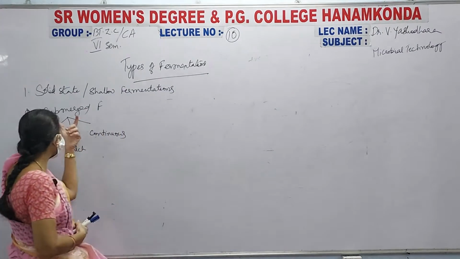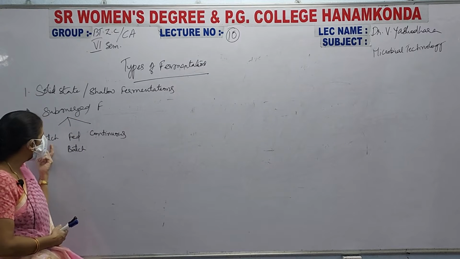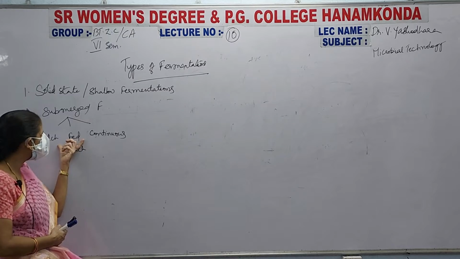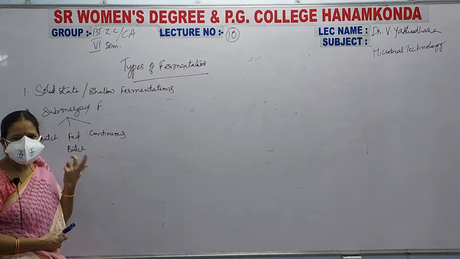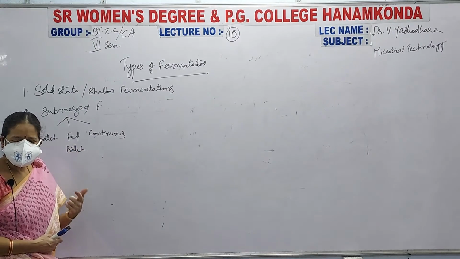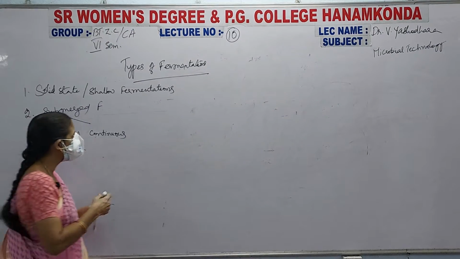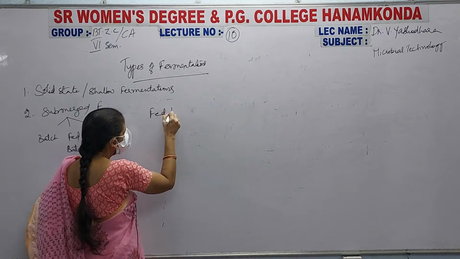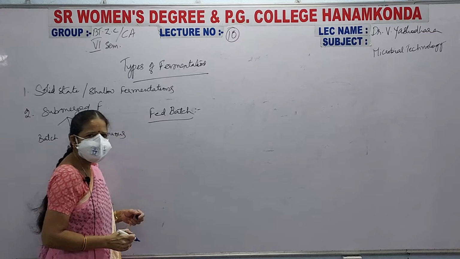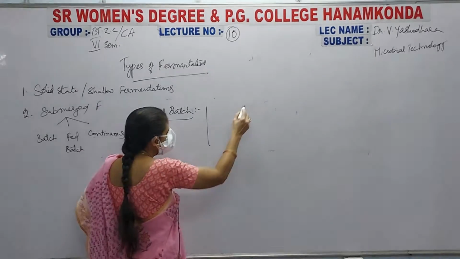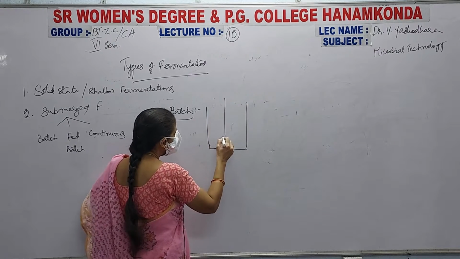This submerged fermenter is of three types: batch submerged fermentation, fed batch submerged fermentation, and continuous submerged fermentation. Batch fermentation we already saw yesterday with a graph I showed you, that is the growth curve. Now coming to fed batch fermentation. Today's topic is fed batch fermentation. See here, this is your fermenter, and in this fermenter the turbines are there.